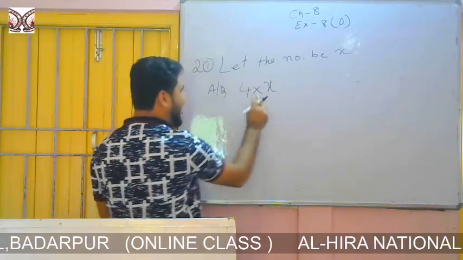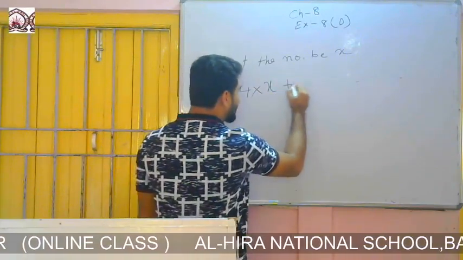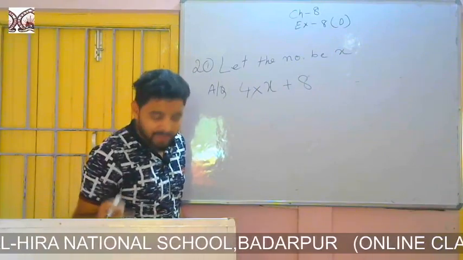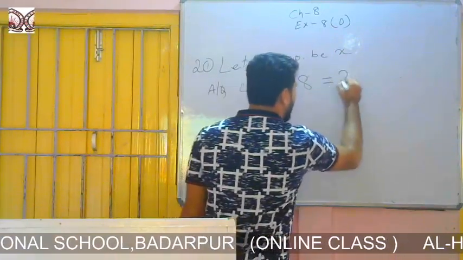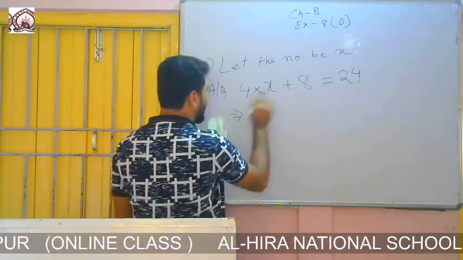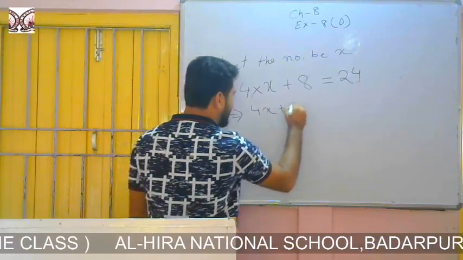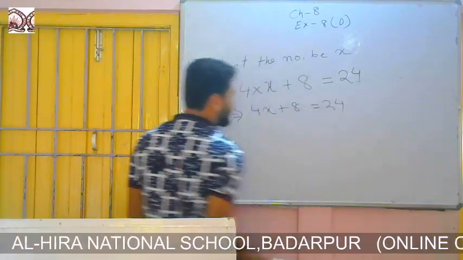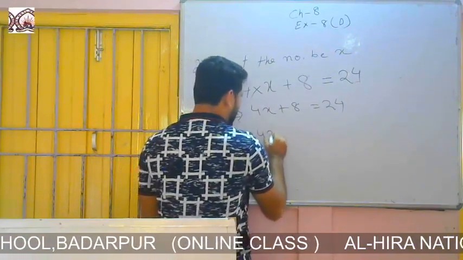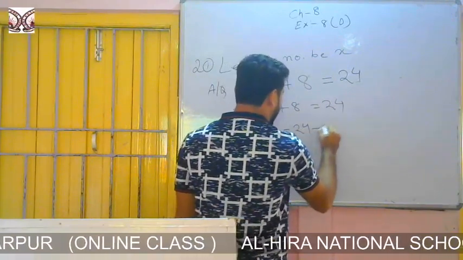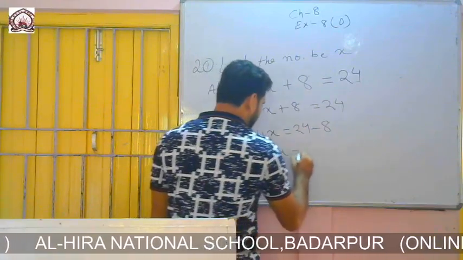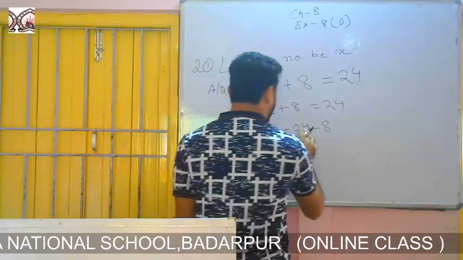Then 4 times a number increased by 8 equals 24. So that is the equation. Here I can write 4 into x, that means 4x plus 8 equals 24. So I can write 4x equals 24 minus 8. Now I can write 4x equals, if I subtract 8 from 24, then here 14.